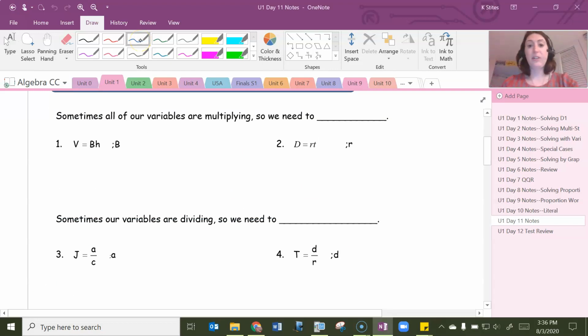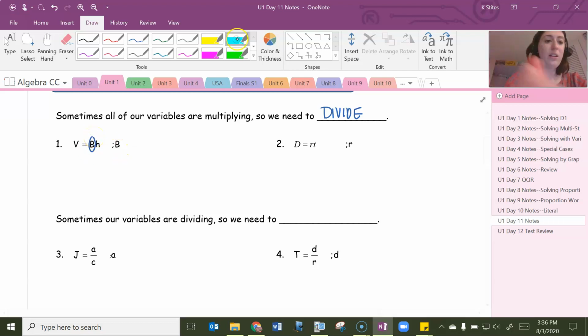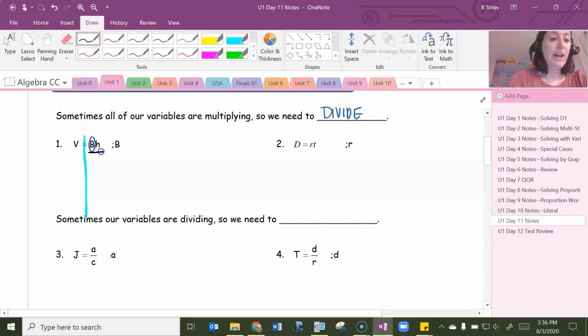Sometimes all of your variables are multiplying, so you will need to divide. So for example, here this b is telling you what you're solving for. Remember, I suggest you circle it. Feel free to draw your line. So we're trying to get the b by itself. So what needs to move? The h. So we'll go ahead and divide by h on both sides. And you'll just have v over h equals b.